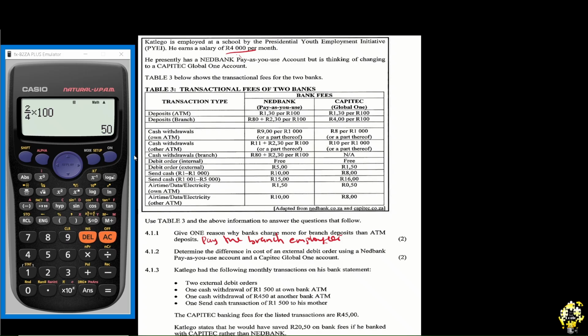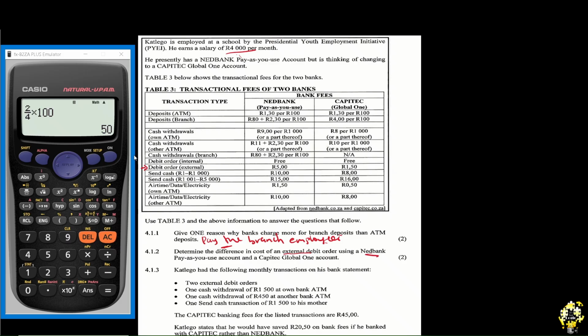4.1.2, determine the difference in cost. So difference, we have to subtract. Always when you see difference, subtract. So it's the cost of external debit. Okay, where's external debit? Let's look for it. Oh, here we have debit order that is external.